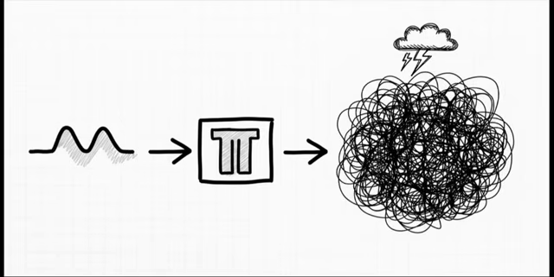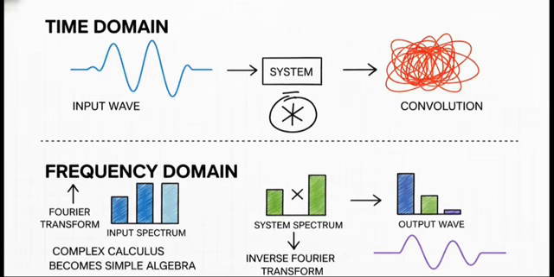And trust me, convolution is a beast. It's messy, it's complicated, it's just hard. But here's where the magic happens. If you use the Fourier Transform to jump over into the frequency domain, that horrible convolution operation becomes simple multiplication. I mean, just think about that for a second. It turns gnarly, difficult calculus into basic grade school arithmetic. It is an absolute game changer.